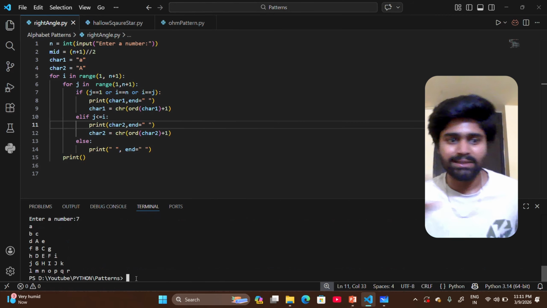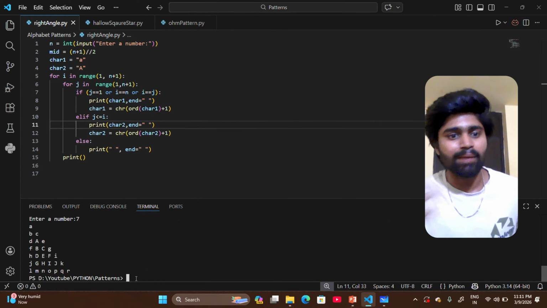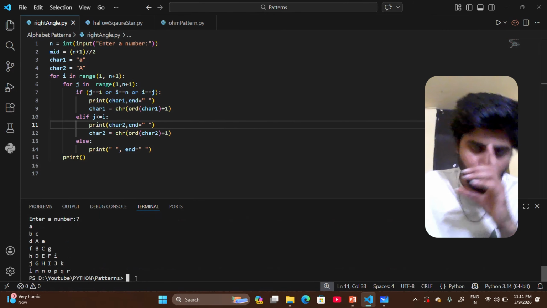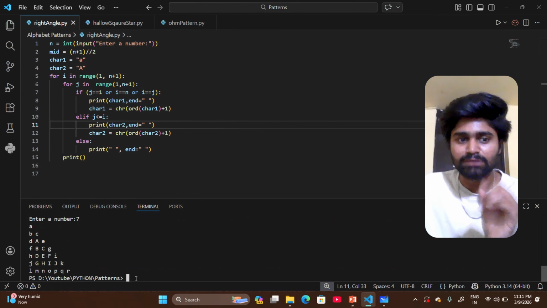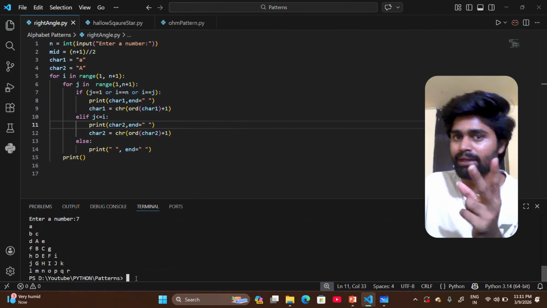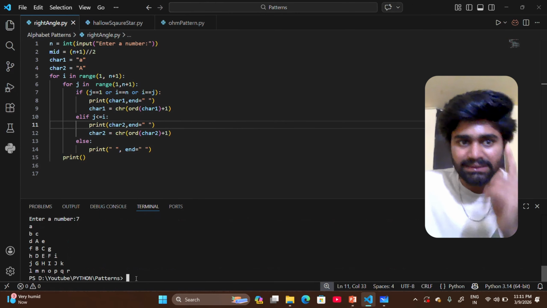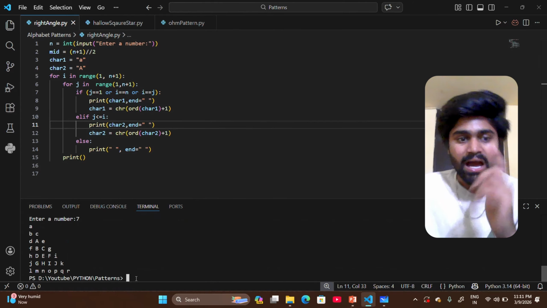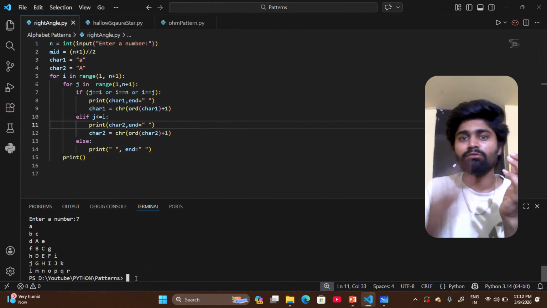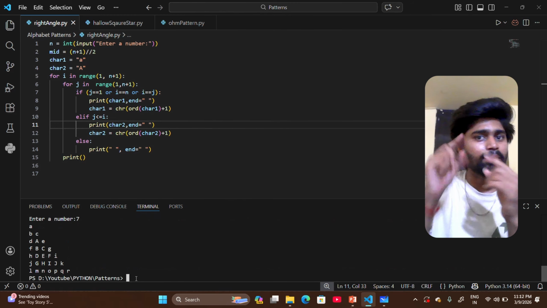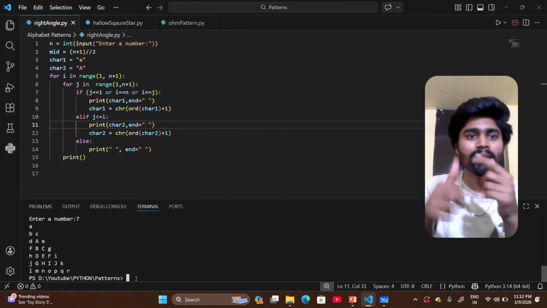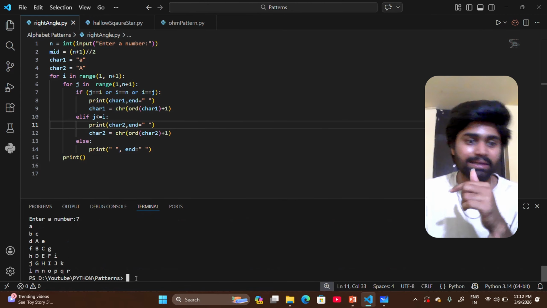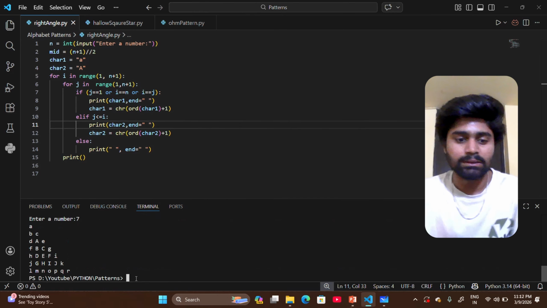So in the first two iterations of i, small characters will be printed: a, b, c. Why? Because j value equal to 1 is satisfied, and i value equal to j is satisfied. Because of j equal to 1 we get the b, and because of i equals j we get the small c. After that, between d and e, we get the capital A, because e is formed because of i equals j and d is formed because of j equals 1. But capital A is formed because of j less than or equal to i. Like that, this pattern is going to be printed.